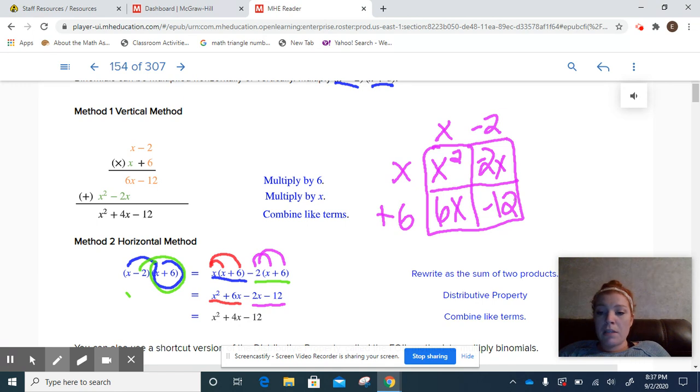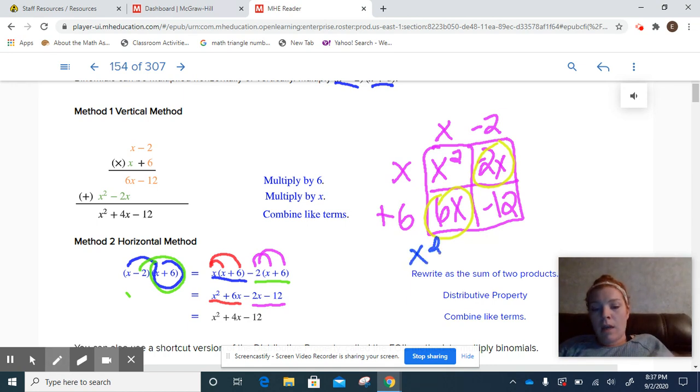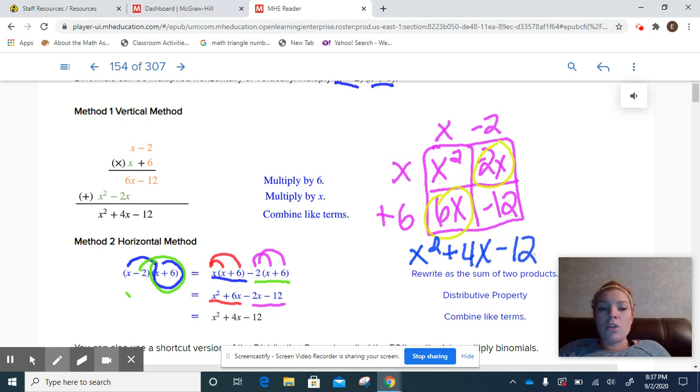But you have your four pieces, and then after all the four pieces are done, you're going to combine any like terms that you see. So obviously we have the -2x and the 6x, which can be combined together. So the final answer is the same as before, x squared plus 4x minus 12. Okay, so if you have a hard time organizing it in the vertical method or the horizontal method, you can use this last one, which is called an area model.